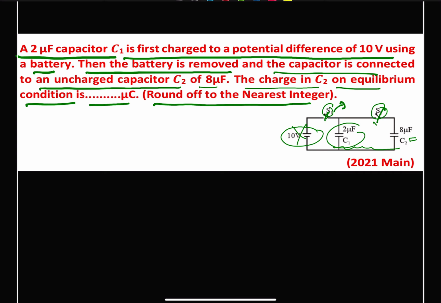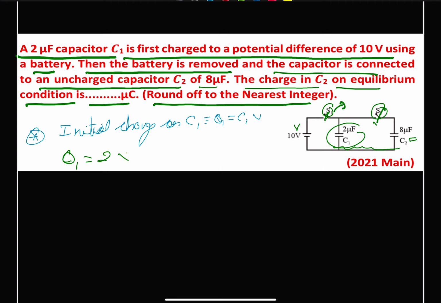So let's find out the initial charge on C1. Initial charge on C1, let us call that Q1, will be equal to C1 multiplied by V. Therefore, we can write our Q1, C1 is our 2 multiplied by 10. This gives us 20 microcoulomb.